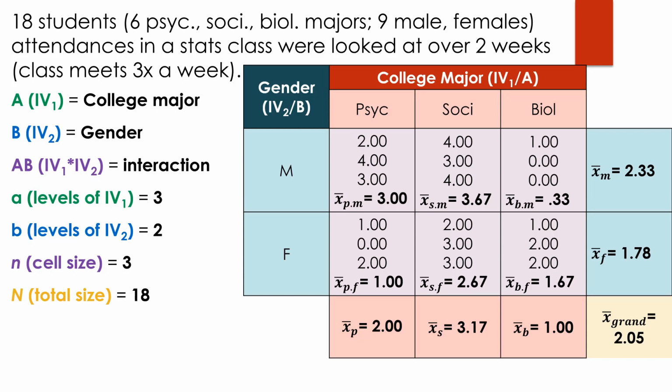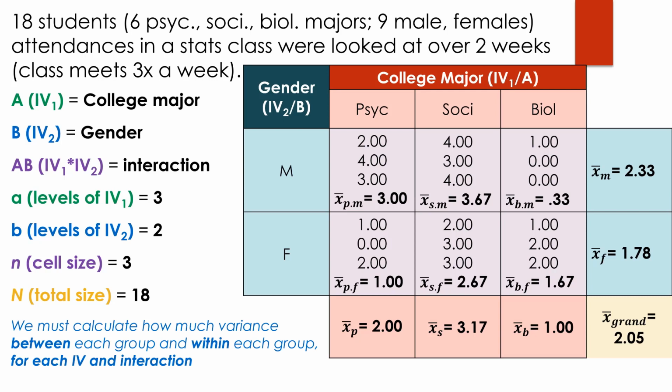Look at the totals here. The average time males are going to class is roughly 2 days out of 2 weeks, and females are about 1.7 days, almost 2. You can see for majors, social majors are going about 3 days out of the 2 weeks, Psych 2, Bio 1, and the grand mean overall across all 18 students is about 2 days over the course of 2 weeks. Not going to class very often, these students that we see in this data set.